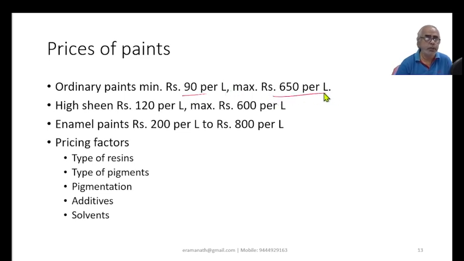may go up to 650 rupees per liter. High sheen paints, it may cost 120 rupees per liter and maximum 600 per liter. And enamel paints 200 rupees per liter, and maximum price may be even 800 rupees per liter. The price factors are very, very important. They are based on the type of resin you are using, the type of pigments, pigmentation, that is how much pigment you are using, and the quality of resin as I already mentioned, then additives and solvents.